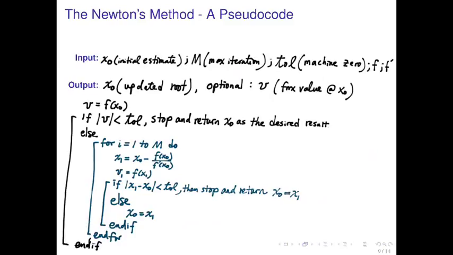I want to make a remark that this is just a recipe for doing the programming. You can, of course, change the stopping criteria to anything that is appropriate. I'm just giving you an example of what could be done, and your actual implementation of Newton's method might look a little different from what I have here.